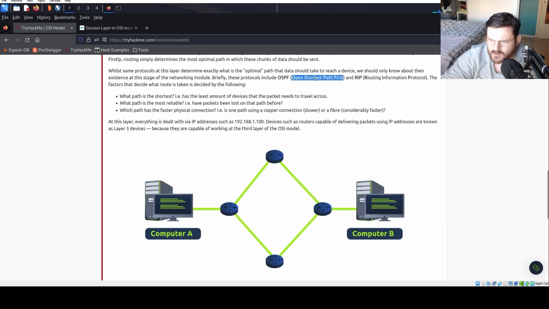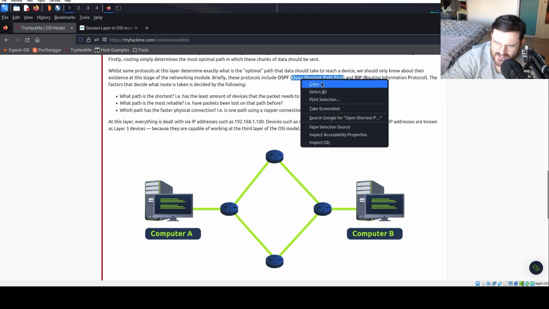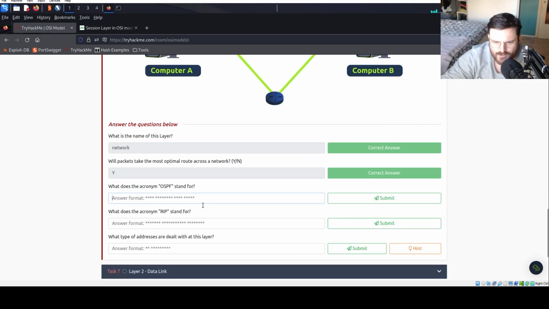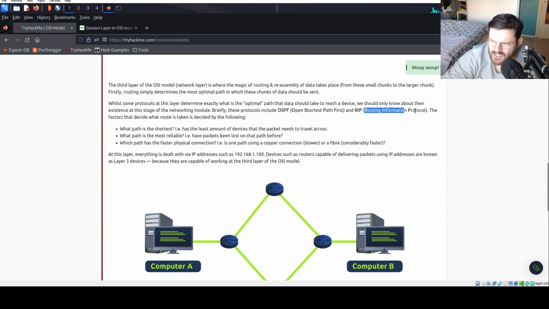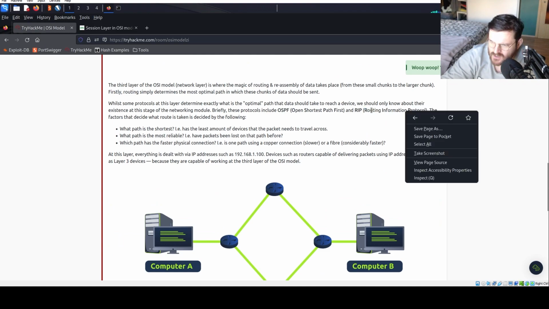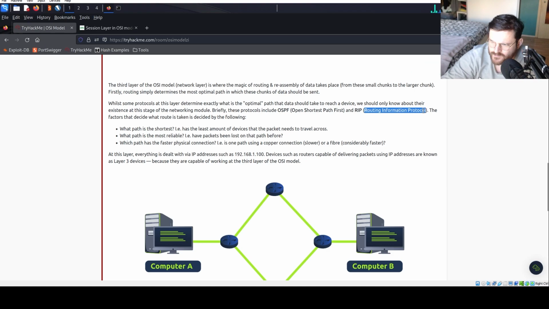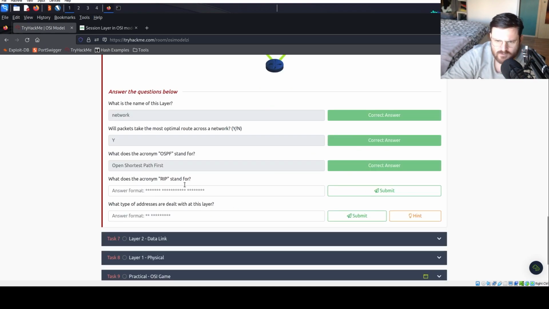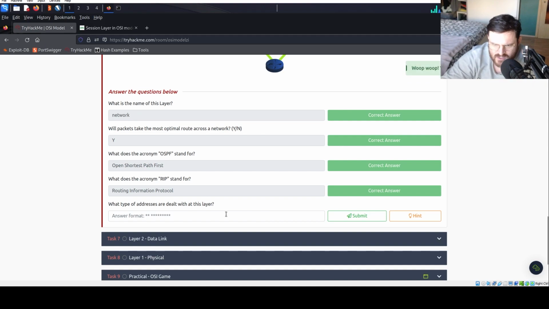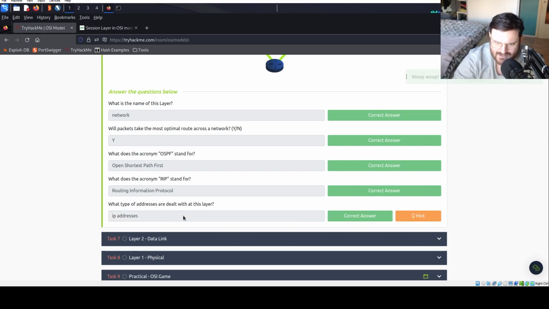We will do the oldest job in the world. Copy pasting. Open Shortest Path First. Smash. What does RIP mean? Routing Information Protocol. What type of addresses are dealt with at this layer? IP addresses. Thank you.